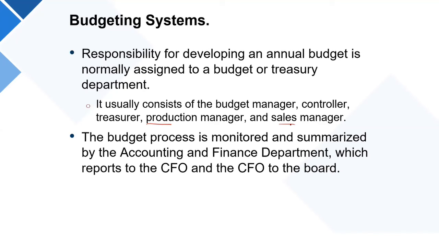Once the budget is done, the process is monitored and summarized by the accounting and finance department inside a company. That department reports to the CFO, and it's the CFO who takes the budget to the board. Really important: the budget is a board decision. It's really top management decisions inside the company.